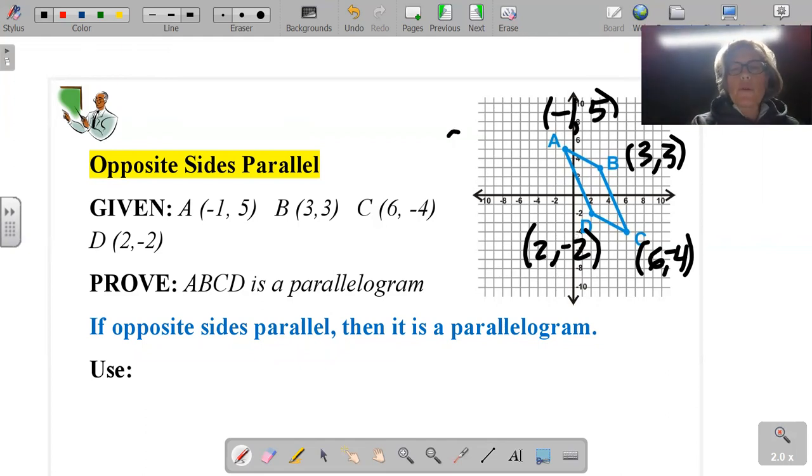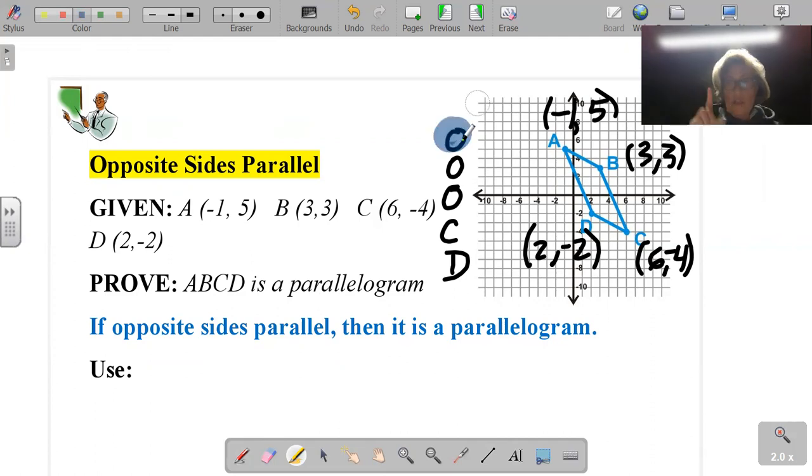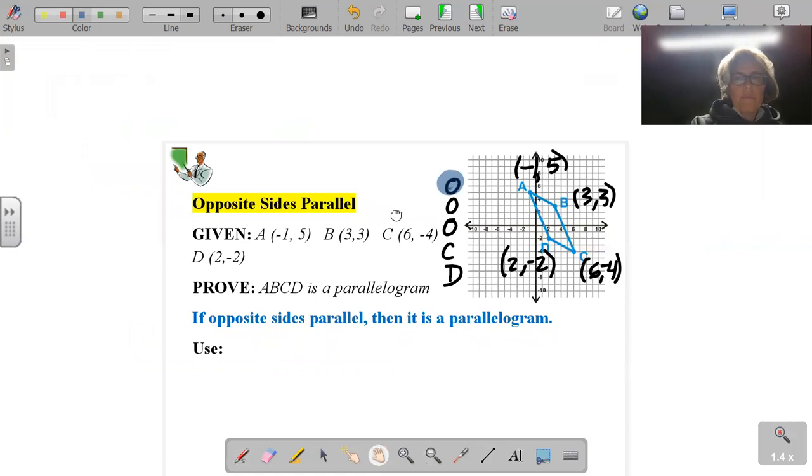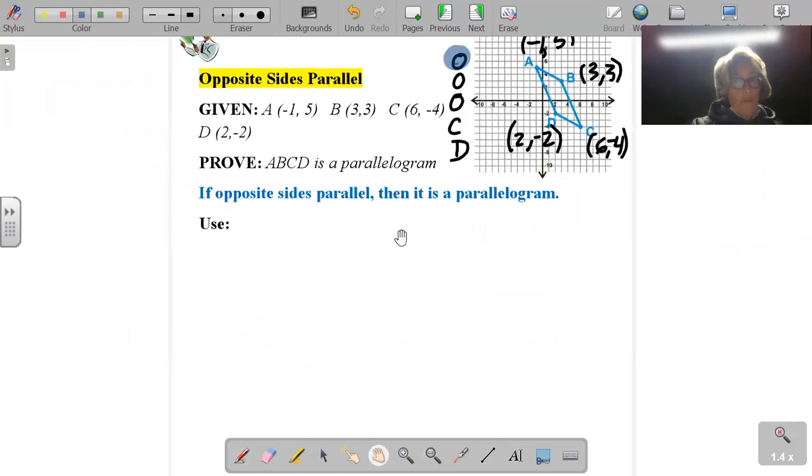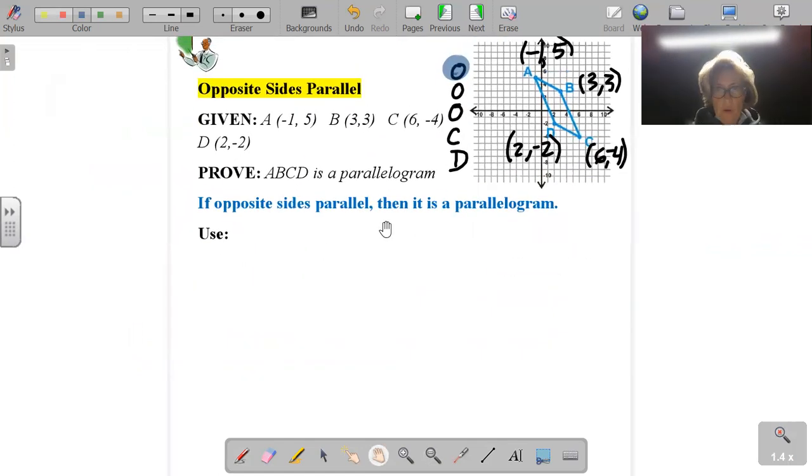So we're going to prove OCD. We're going to prove it's a parallelogram using the first one, which is opposite sides parallel. So you ask yourself, what would prove parallel? It would be like this.